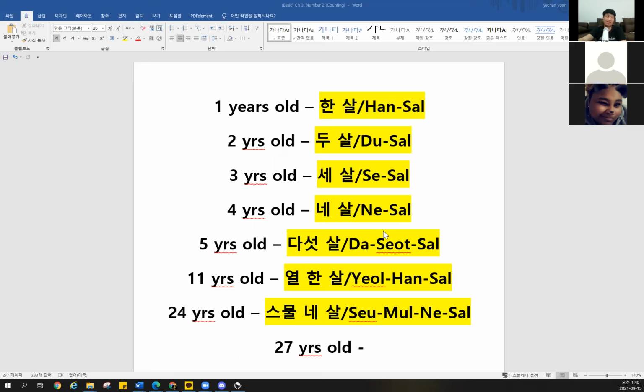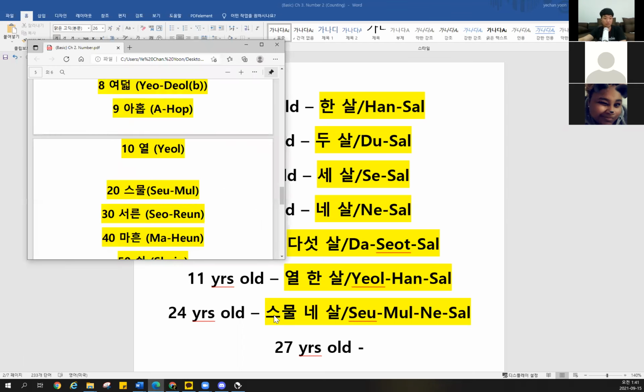다섯 살. 11 years old, how can you read the format with 11? It was 10 and 1, right? What was the 10?